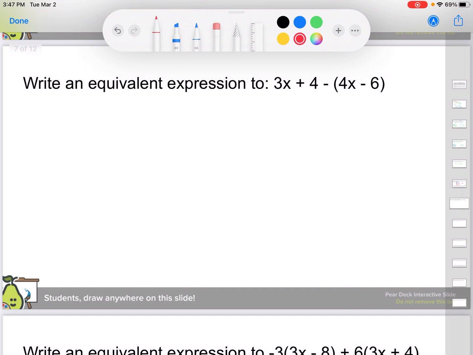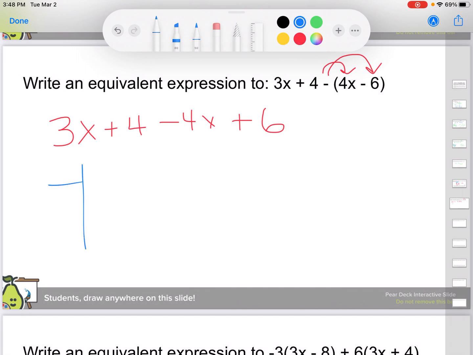So they want me to write an equivalent expression. So I've got 3x plus 4, and then -4x. A negative times a negative is going to make a positive 6. So then I'm going to combine my like terms.